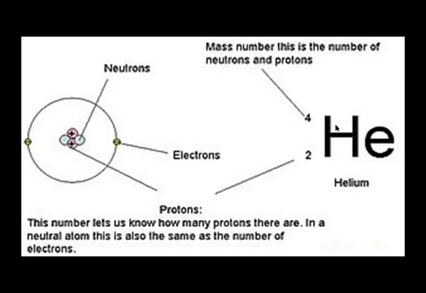Now, here is an element helium. The first number is 2, which represents atomic number or number of protons or number of electrons. This number tells us how many protons are there in a neutral atom. This is also the same as the number of electrons. And 4 is the mass number. This is the number of neutrons and protons.